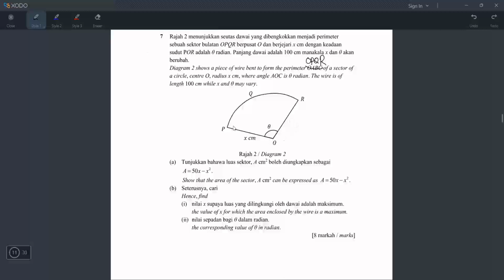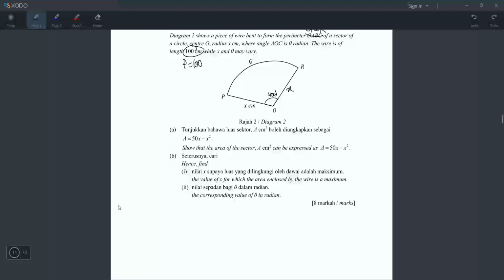So this should be x also, because if it's a sector, then this will be the radius, this will be the radius. So they are the same length. Angle AOC is theta radian. So this is in radian. And then the wire is length 100 cm. So if the wire is 100 cm, then the perimeter is 100, while x and theta may vary. So the only information I have now is the perimeter. So let's write down the perimeter equals 100 cm.